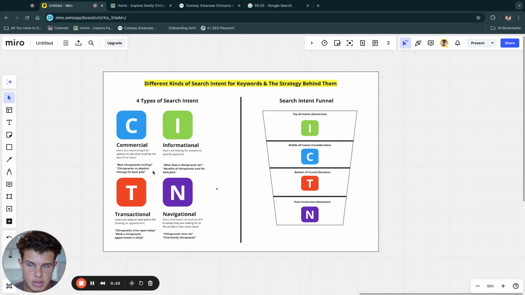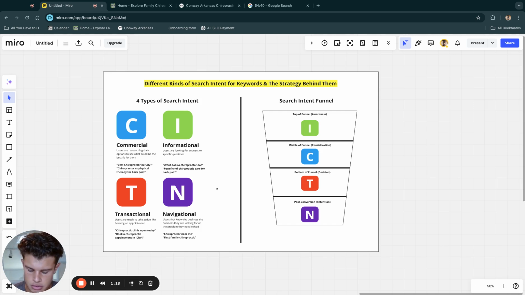The other type of search intent is informational. Now, informational search intent is where users are looking for answers for specific questions. So they may type in, what does a chiropractor do? Benefits of chiropractic care for back pain, things like that. They're basically looking for more information to learn more about whether or not this service or business is best for them. And the other kind of search intent is transactional.